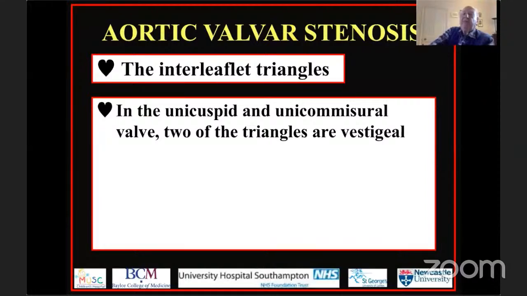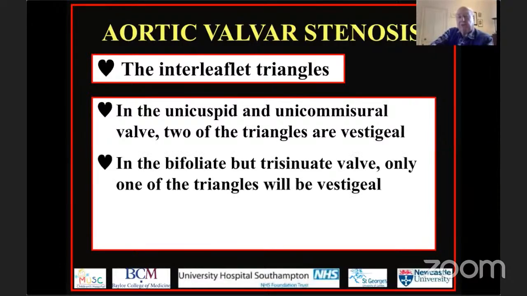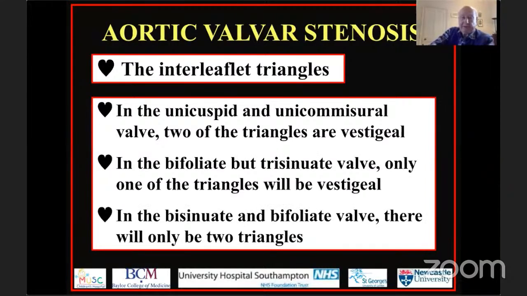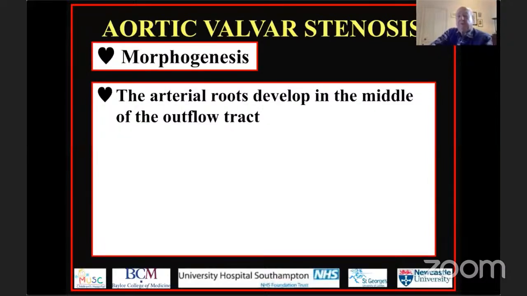And she's going to be emphasizing the significance of the interleaflet triangles. So to emphasize again, in the unicuspid unicommissural variant, two of those triangles will be vestigial. In the bifoliate but trisinuate valve, only one of the triangles will be vestigial. Whereas if you have the bisinuate and bifoliate valve, there will only be two triangles, and you will not find a raphe, you will not find a vestigial interleaflet triangle.